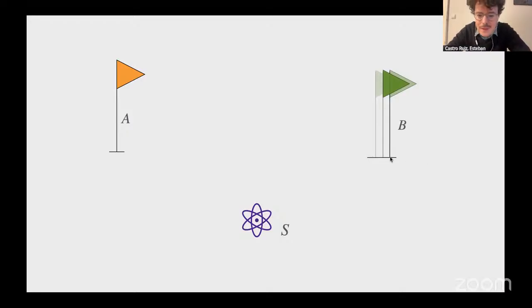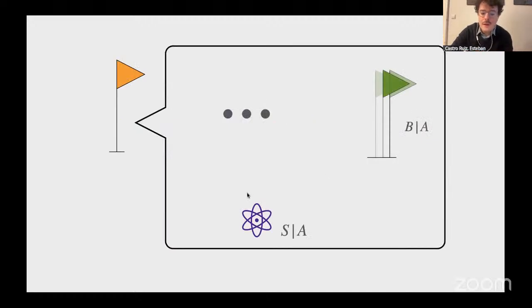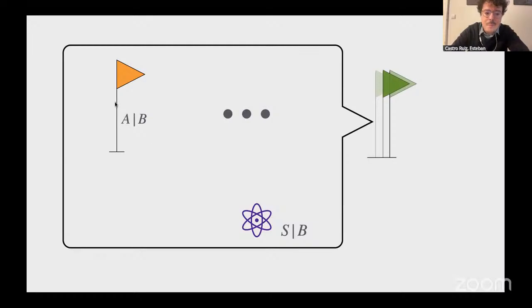If B is in a quantum superposition, and I have relational data with respect to A, how do we find the relational data with respect to B? In other words, given the description of the system relative to A, of B relative to A, potentially something more, and this will be important, how do we find A with respect to B, the system with respect to B, and potentially something more, okay?